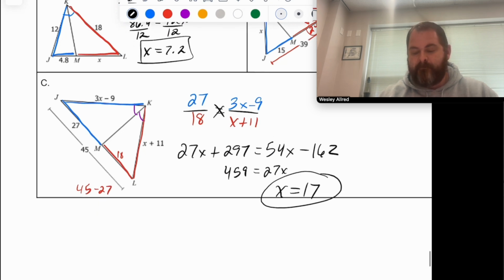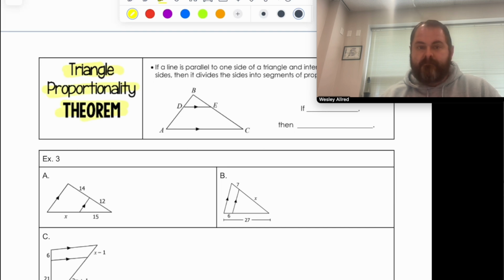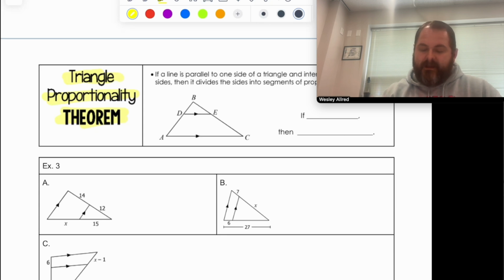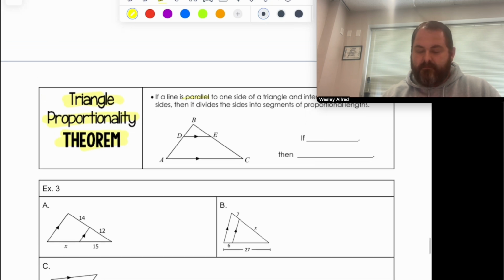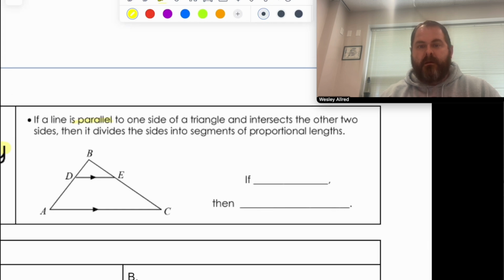Okay? So moving on to the next section here, we have another theorem we're going to look at, and that is called the triangle proportionality theorem. The triangle proportionality theorem just says if a line is parallel to one side of a triangle, and it intersects the other two sides, then it divides the sides into segments of proportional lengths.